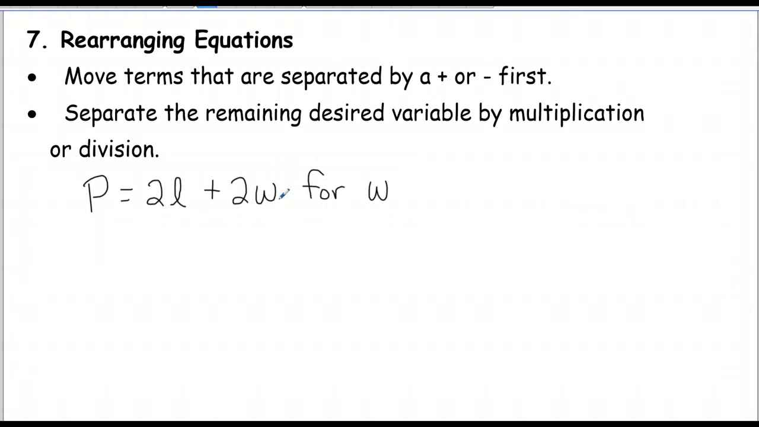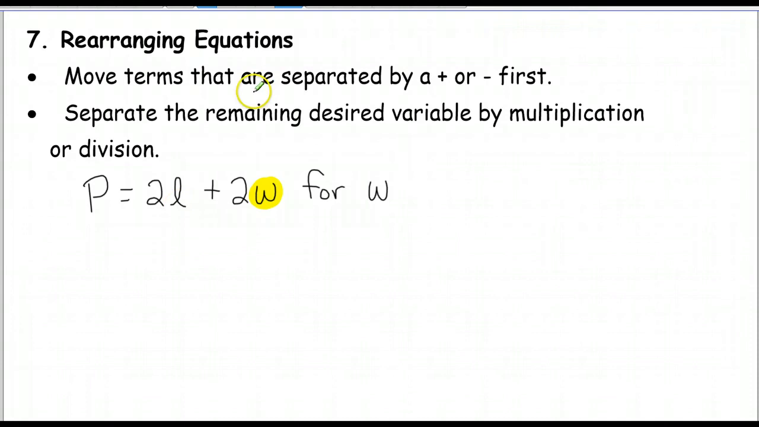So what I'm showing you now is how you rearrange before you put any numbers in. I personally don't like to do this because it's extra steps. I'd rather put my numbers in first, simplify what I can, and then you have less rearranging to do. But these rules apply regardless of what method you take. So the first thing you want to do is move terms that are separated by a plus or minus first. When we say we're solving for W, what that means is we want it on one side of the equal sign all by itself. And right now it's being multiplied by a 2 and added with a 2L.